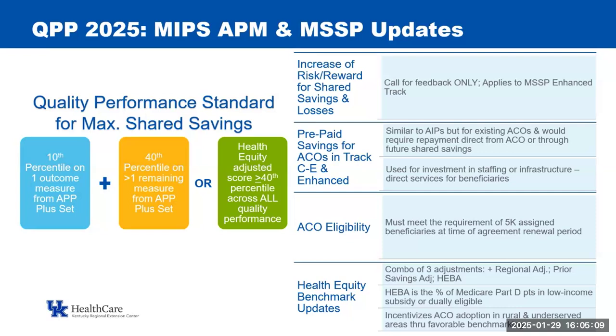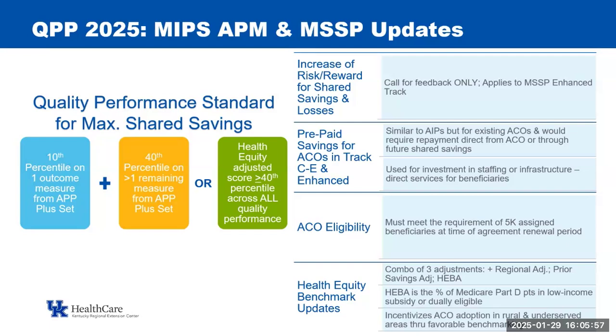CMS has also extended and finalized an option for APMs or ACOs to have prepaid savings based on previous shared savings. And so what this is, it's similar to those advanced investment payments for new ACOs, but this is for existing ACOs, and it's a payment that's used to be able to expand your care that would go back to benefiting the patient. There are very clear parameters around how this money could be used. However, just like with AIPs, it is expected that this money is paid back through future shared savings.